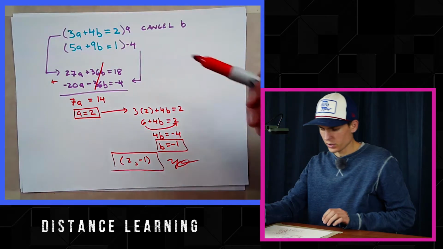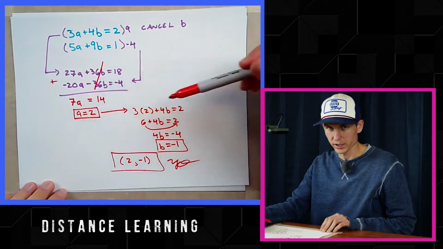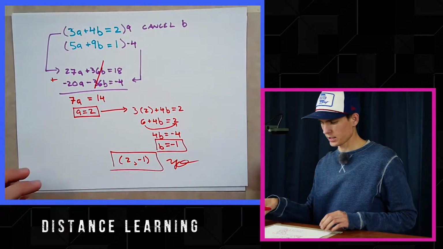And again, if you wanted to, you could have canceled the a's first instead. So you would have got b, and then you would have plugged in to solve for a. Man, too much talking and thinking in my head.